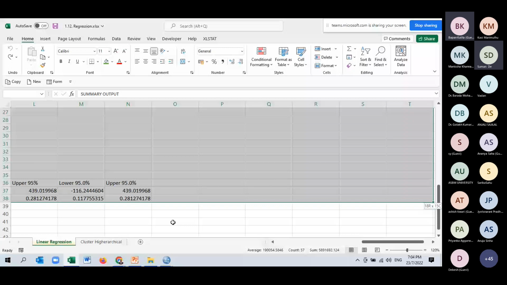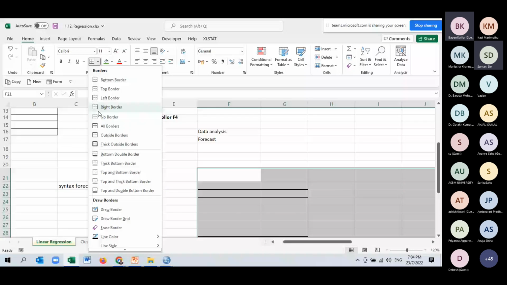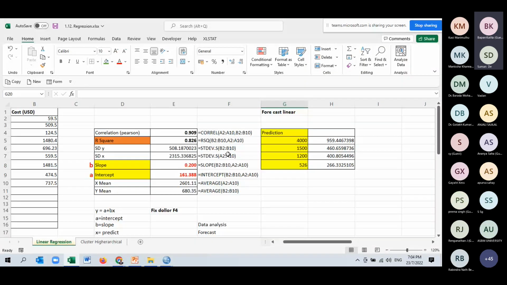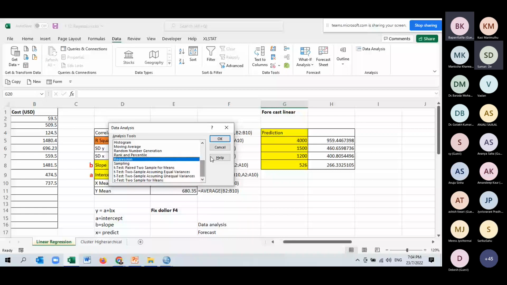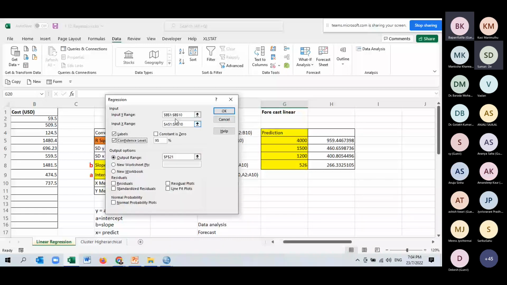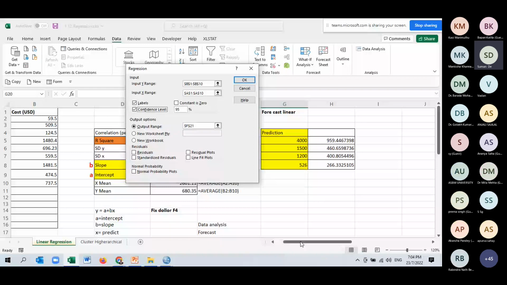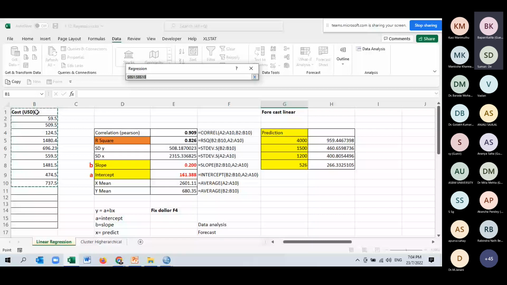So I will repeat the steps again. Participant, please go to Data. Click Data Analysis. Data Analysis, Regression. In this menu, click OK. So here what I have done, in this icon I have chosen cost as the input Y range. I click on this arrow and I have selected this. Then input X range.